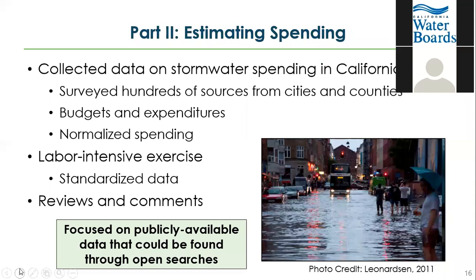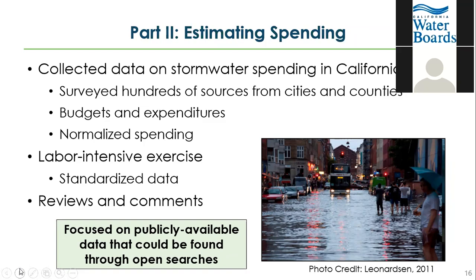Now what we'll talk about today is part two of the project, where we looked at spending in California. And just as a quick overview, I'm going to go into a lot of the detail on all these steps going forward. But part two, as we scoped it, we wanted to collect data on stormwater spending in California and examine what the best available data for the current state of funding was.